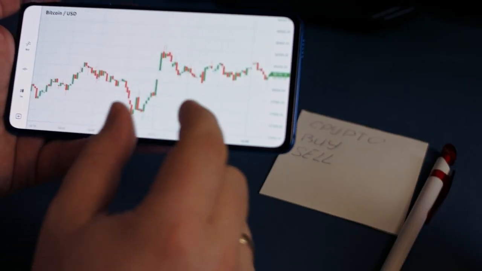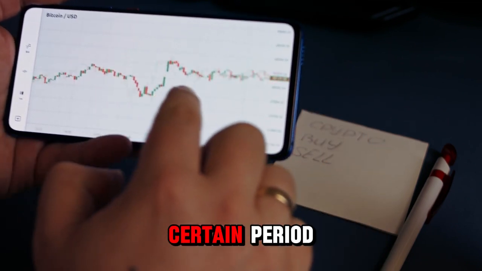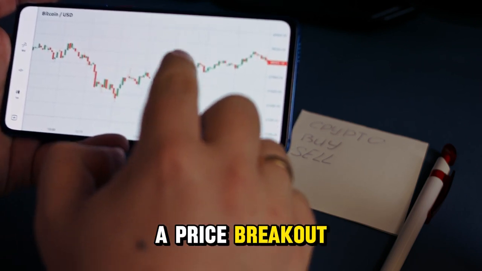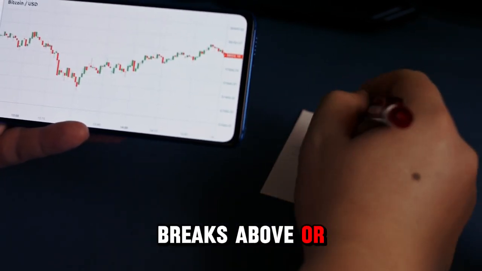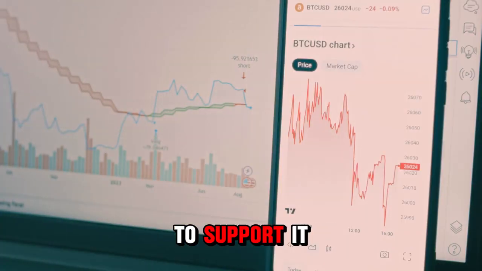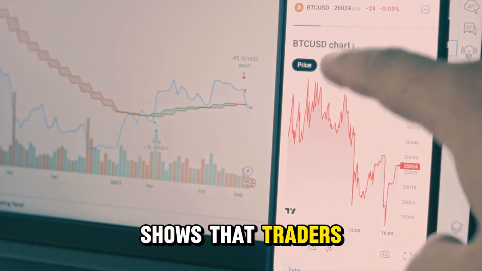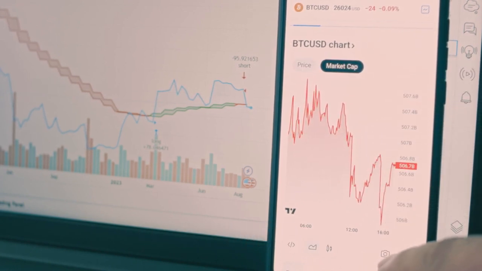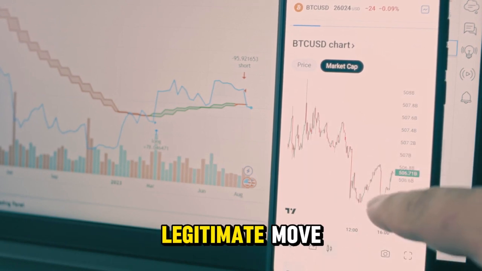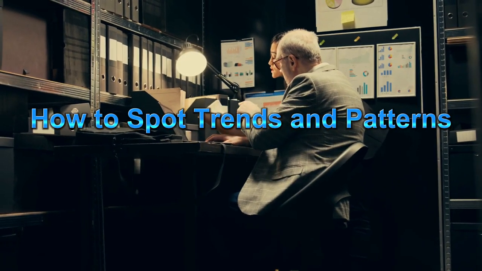Lastly, volume indicators. Volume is the number of shares or coins traded within a certain period. It's an important confirmation tool. A price breakout, meaning the price breaks above or below a key level, can look strong. But if the volume isn't there to support it, the breakout might fail. High volume shows that traders are really behind that move. So if you see a price breakout with high volume, it's more likely to be a legitimate move than if the volume is low.